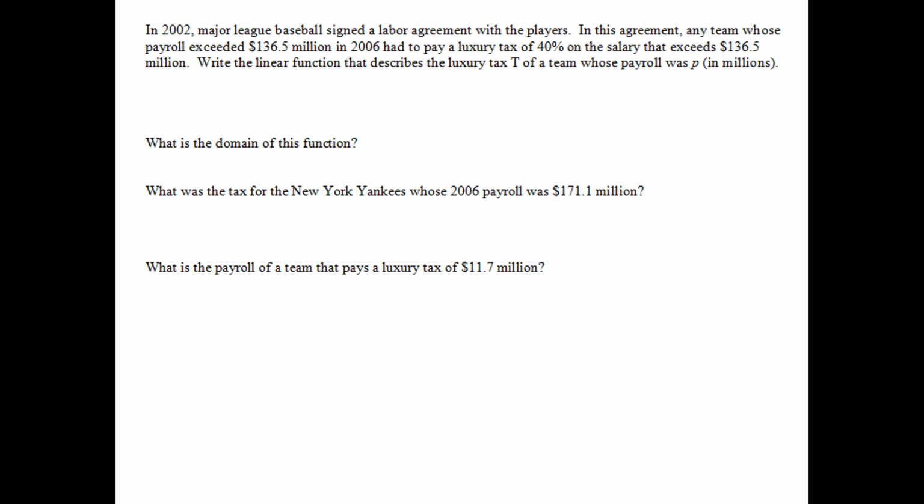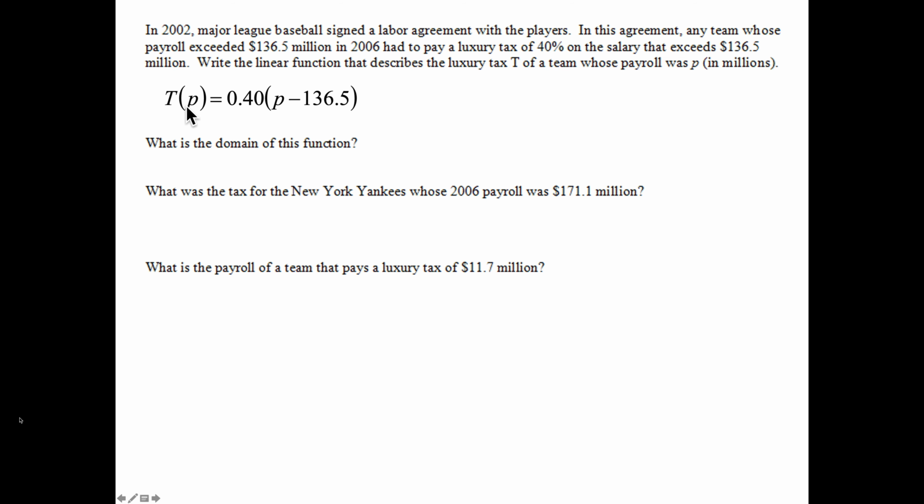Okay, next linear function example. In 2002, Major League Baseball signed a labor agreement with the players. In this agreement, any team whose payroll exceeded $136.5 million in 2006 had to pay a luxury tax of 40% on the salary that exceeds $136.5 million. Write the linear function that describes the luxury tax, capital T, of a team whose payroll was P.